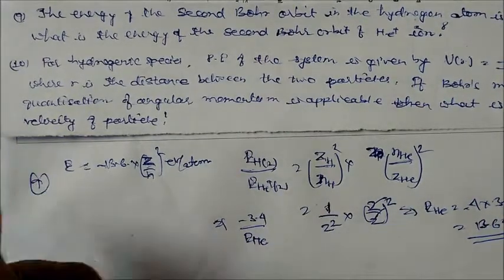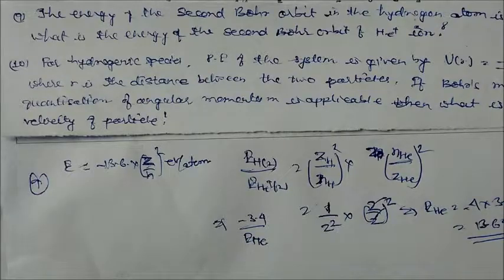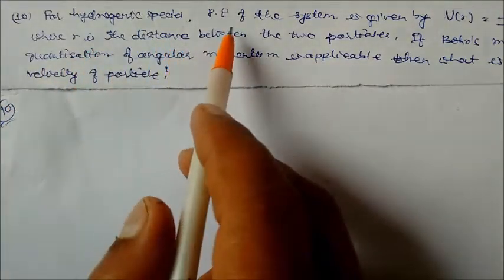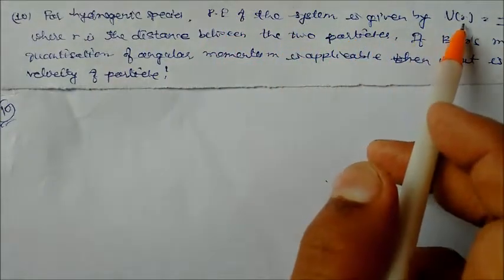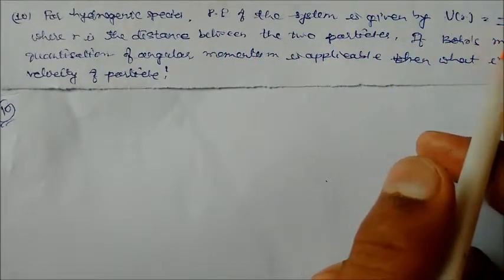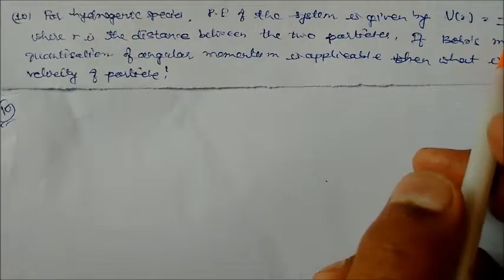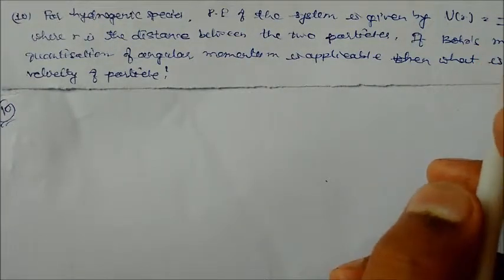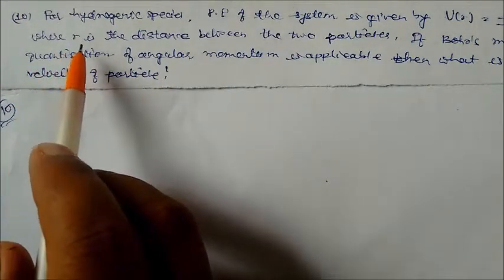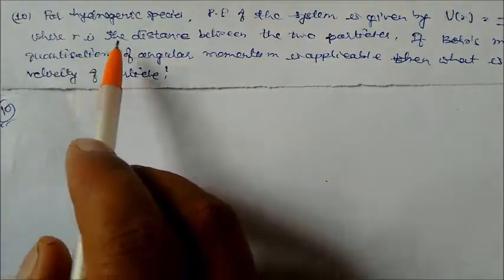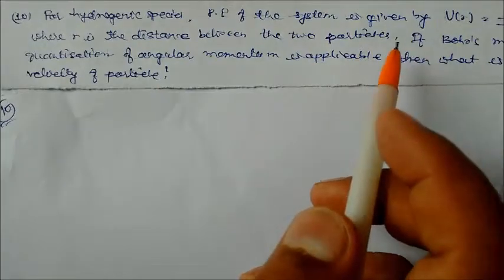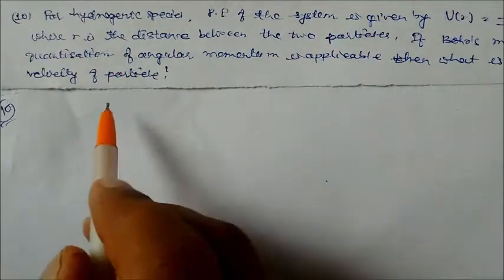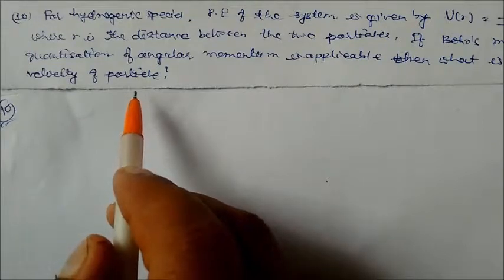This is question number 9. Now we will see. For a hydrogenic species, hydrogen-like species, the potential energy of the system is given by U(R) equal to minus Ke square divided by R cube, where R is the distance between the two particles. If the Bohr model of angular momentum quantization is applicable, then what is the velocity of the particle?